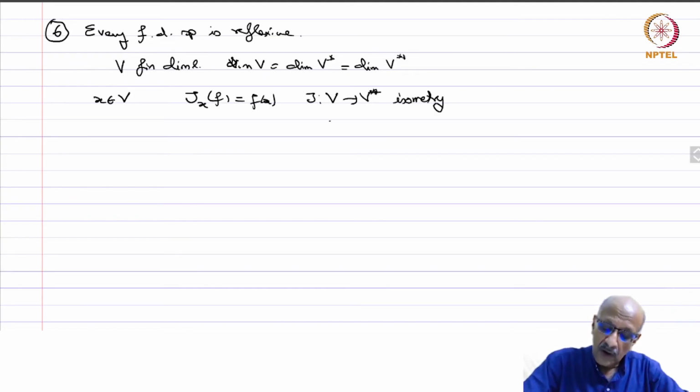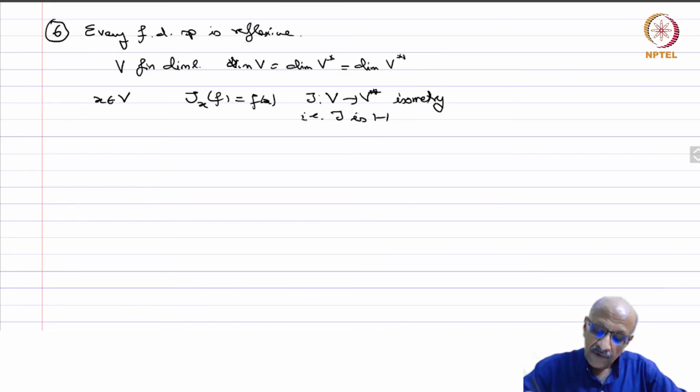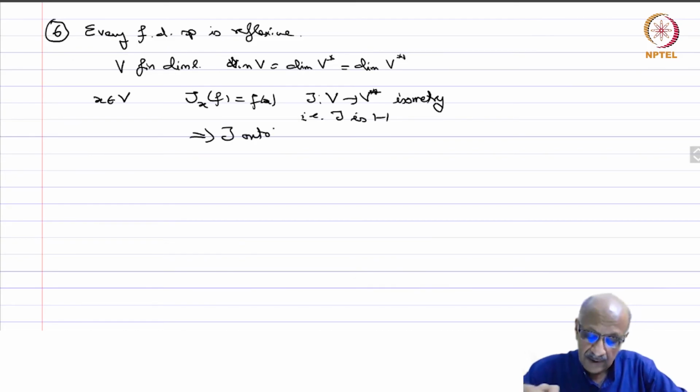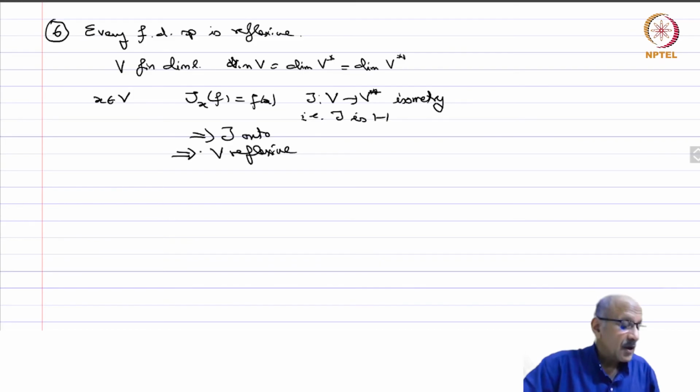This is what we saw, that J is 1-1 also. Therefore, since J is 1-1 and the dimensions are the same, J is onto, and therefore V is reflexive. So every finite dimensional space is automatically reflexive.